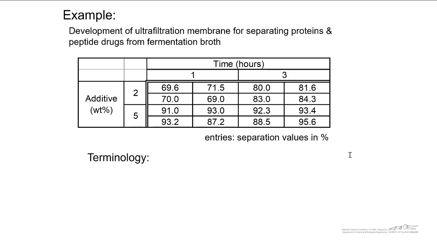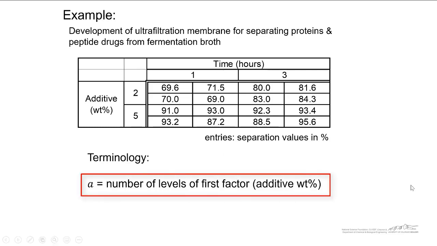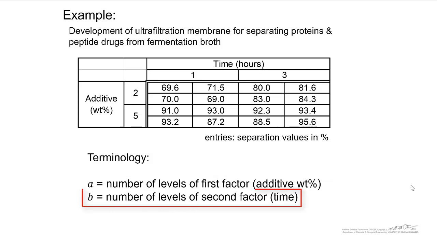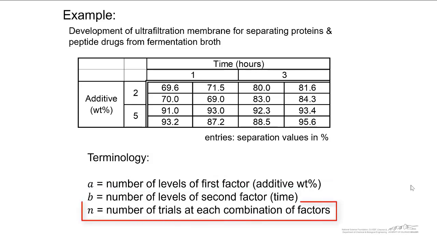Let's talk about some terminology for two-way ANOVA. We have A, the number of levels of the first factor. We're saying the first factor here is additive weight percent. B is the number of levels of the second factor. We're saying that's time. And little n is the number of trials at each combination of factors. On the workshop document, go ahead and answer those three questions for what A, B, and n are.